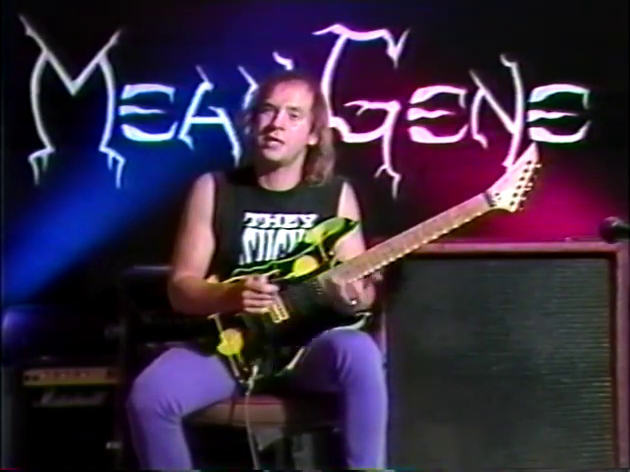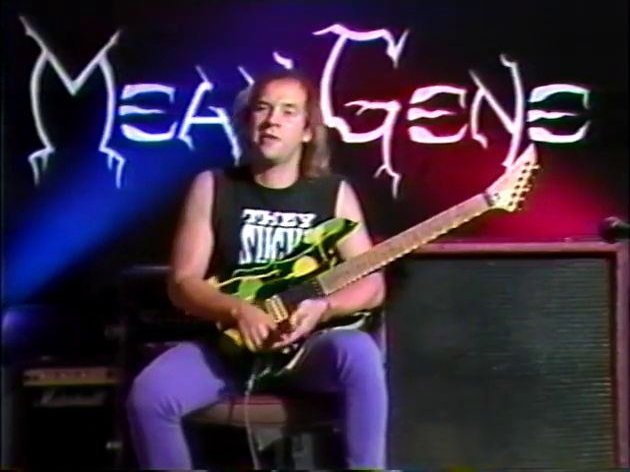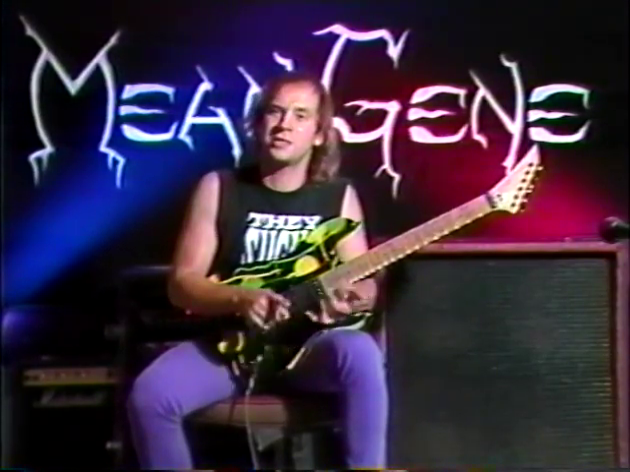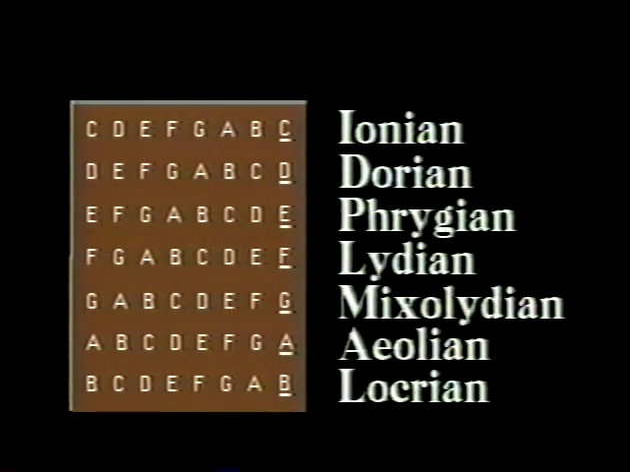Then we go on to E, which would be E Phrygian. F to F would be F Lydian. G to G would be G Mixolydian. A to A would be A Aeolian. B to B would be B Locrian. And back to C Ionian all over again.